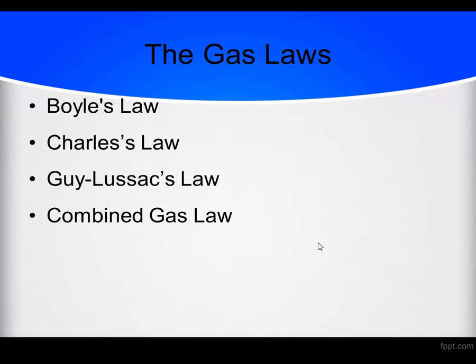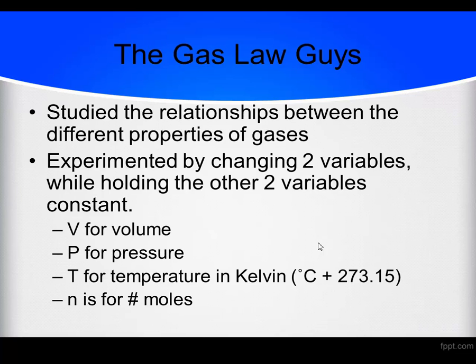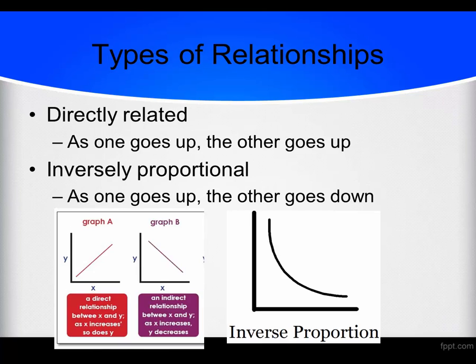These guys formed the combined gas law and studied the relationships between these gas measurements: pressure, volume, temperature, number of moles. So we're going to talk about types of relationships when we talk about the three gas laws. There is a direct relationship. Direct relationships are going to be linear, which is pictured by graph A or graph B. Graph A is linear. Graph B is also linear. The other type of relationship that exists in gas laws is inversely proportional. And the inversely proportional graph is shown by the third graph there that is labeled inverse proportion. As one thing goes up, the other thing winds up going down.